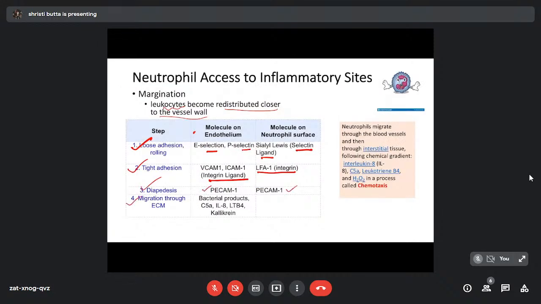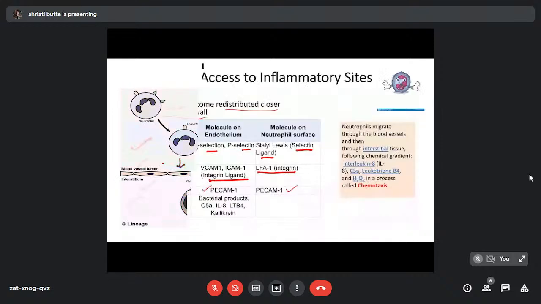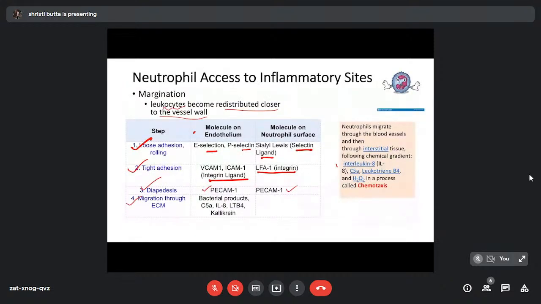Subsequently, there is migration that happens through the extracellular matrix, and that is driven by the chemokines. These chemokines may either be interleukin 8, C5a, leukotriene B4, or H2O2, and kallikrein for that matter. This phenomenon is referred to as chemotaxis.